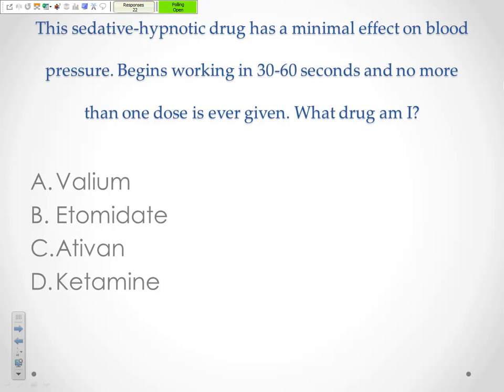Usually works very, very quickly. One set amount is given and you don't have to give any more. You normally wouldn't give any more anyway in the field. You just give one dose.